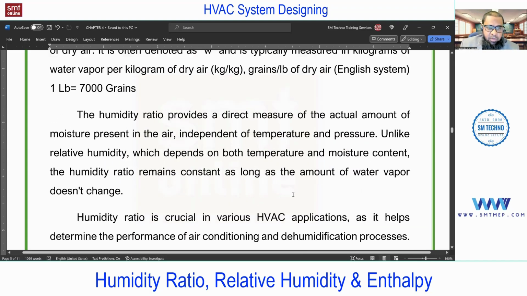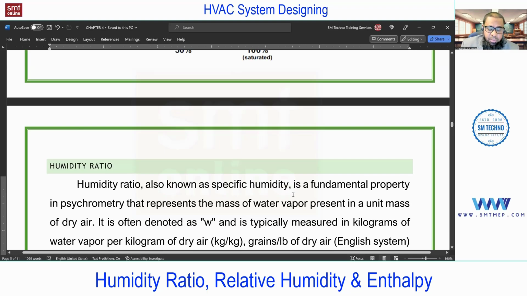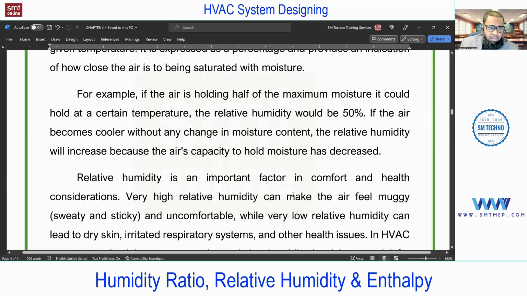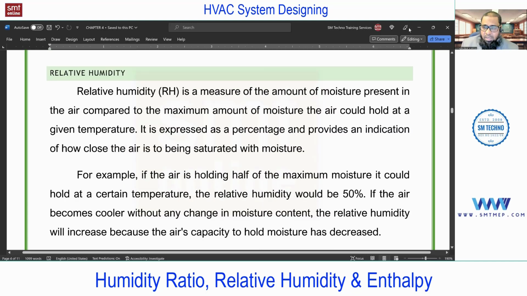Now we'll discuss a very, very important property, relative humidity. Sorry, my mistake, I said humidity ratio. This is important from an interview point of view also. So relative humidity means what? Relating with the saturated condition of air.